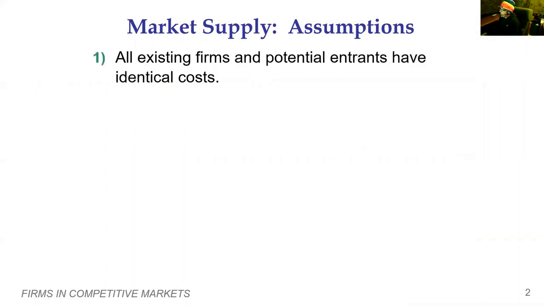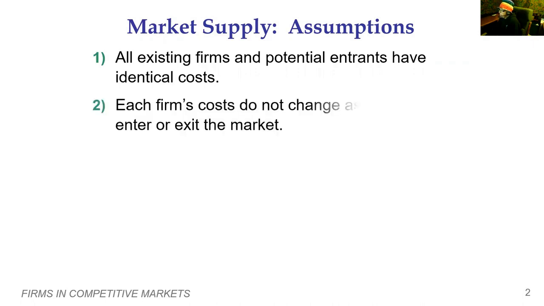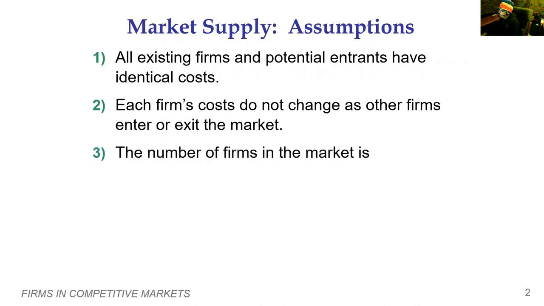So there are some key assumptions that we're making in market supply. And the first one is that all the firms that enter into the market, all those existing in the market, have identical costs. And if you can see, that's probably a really bad assumption. We're going to dispel it at the end of this particular objective. We're also going to say that firms' costs do not change as others enter or exit. And again, that's probably a poor assumption because it's not actually true in real life.